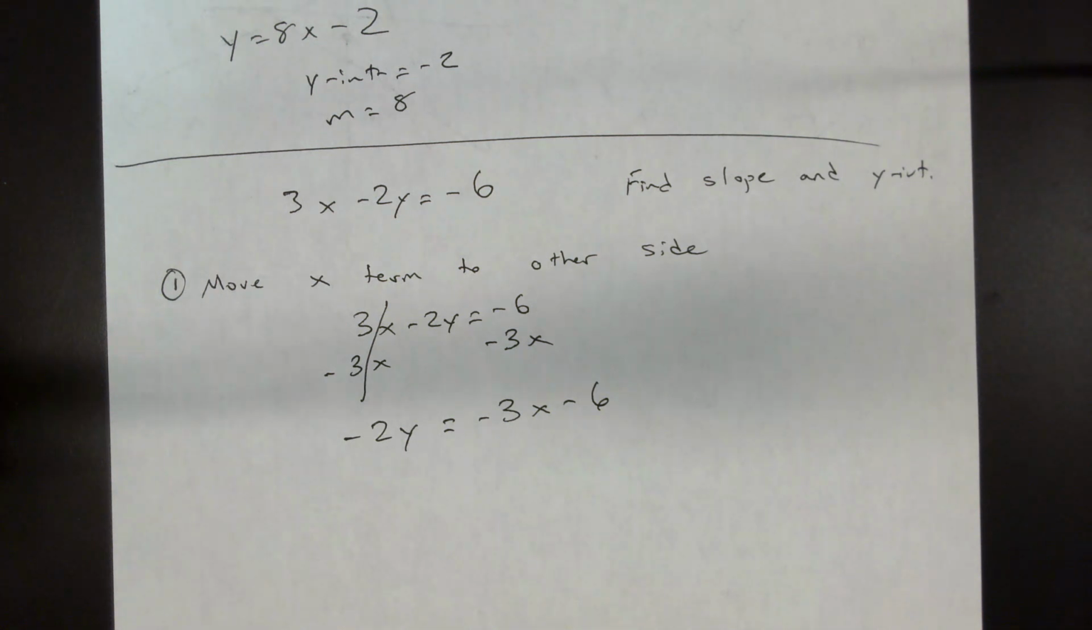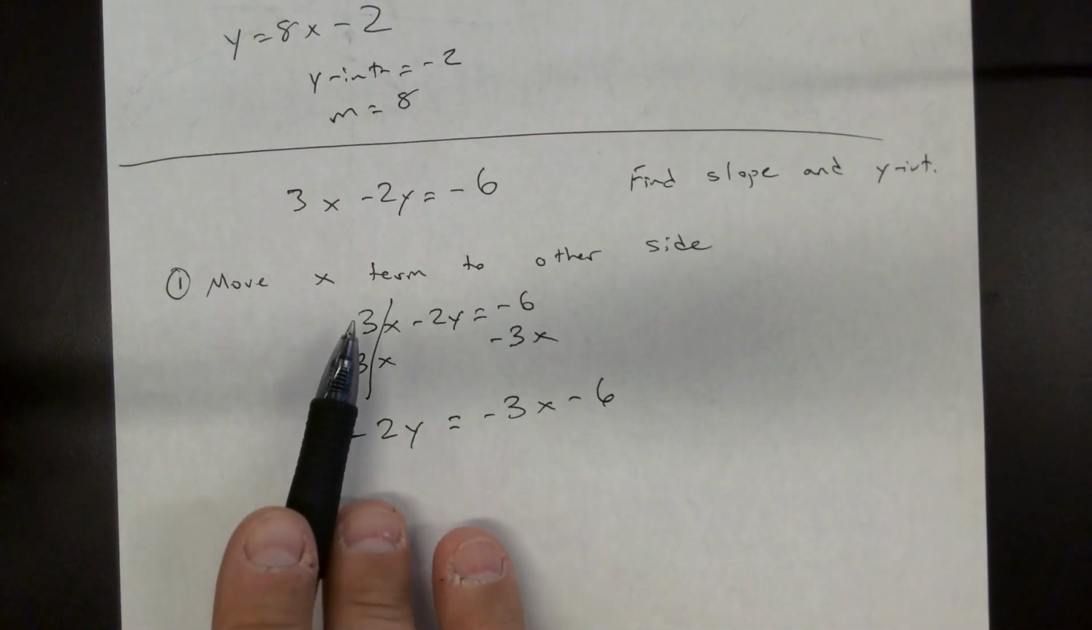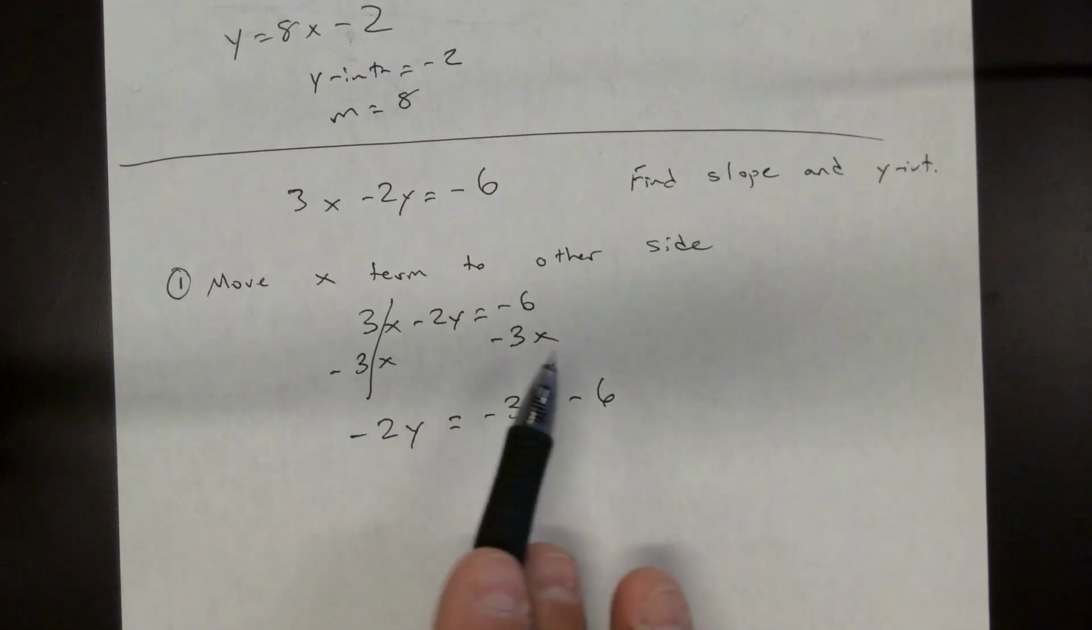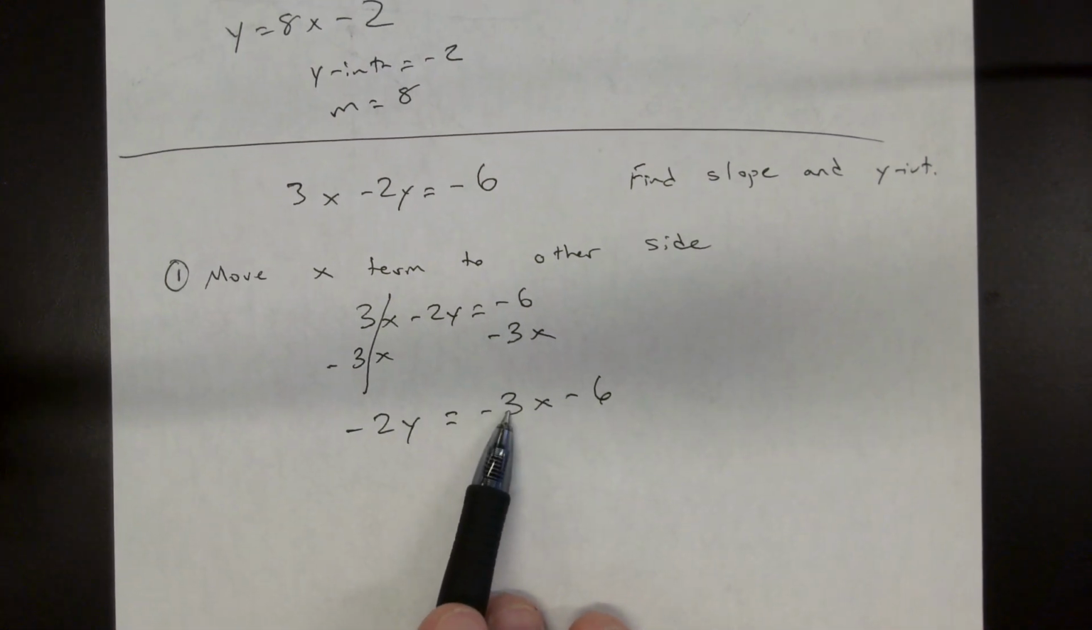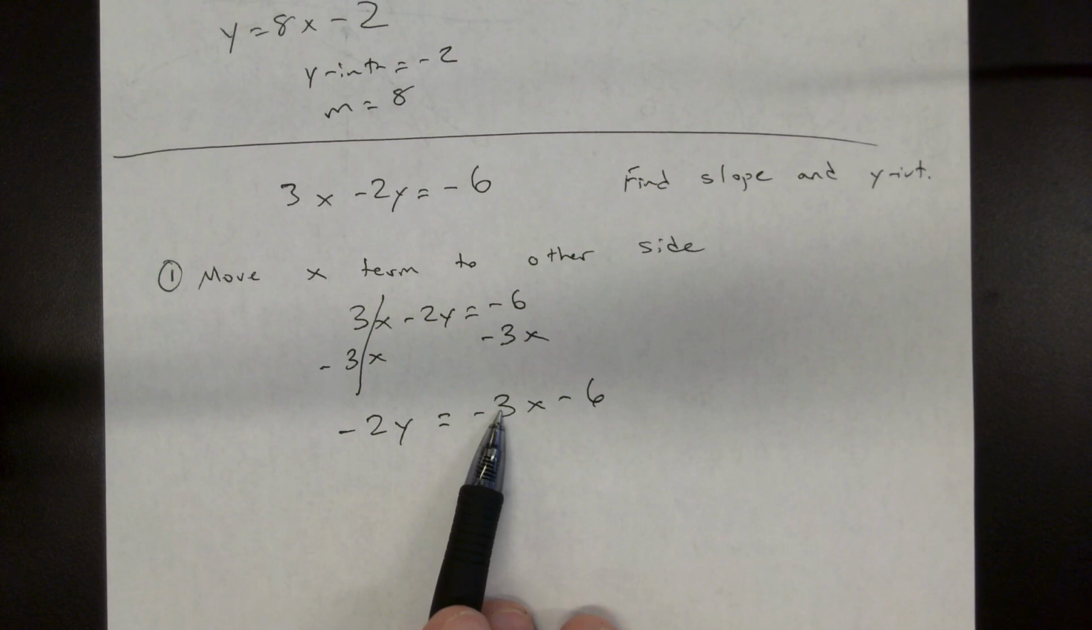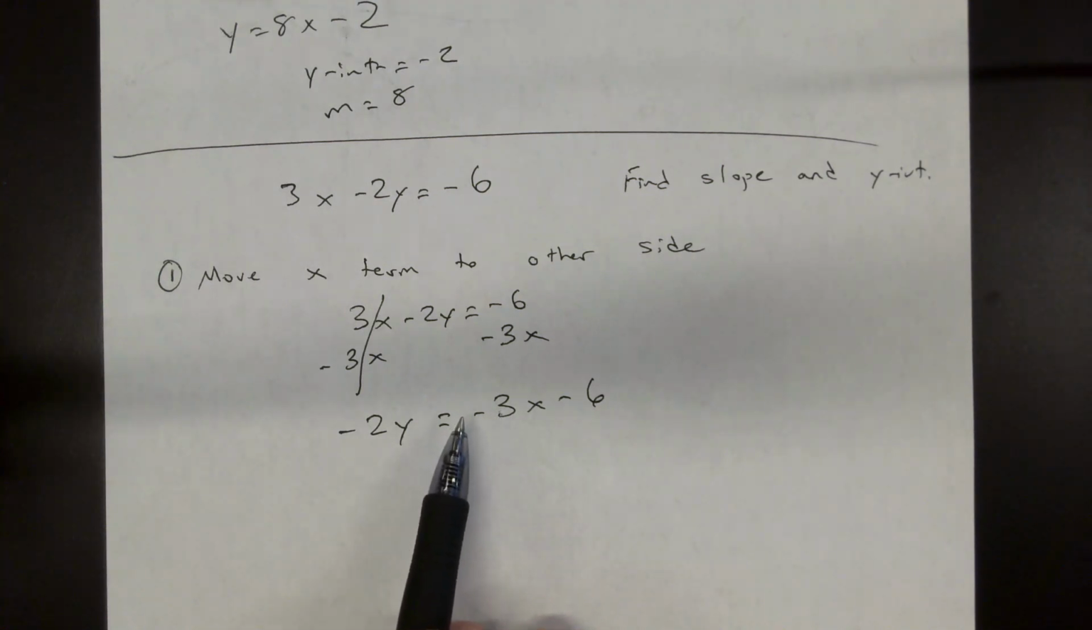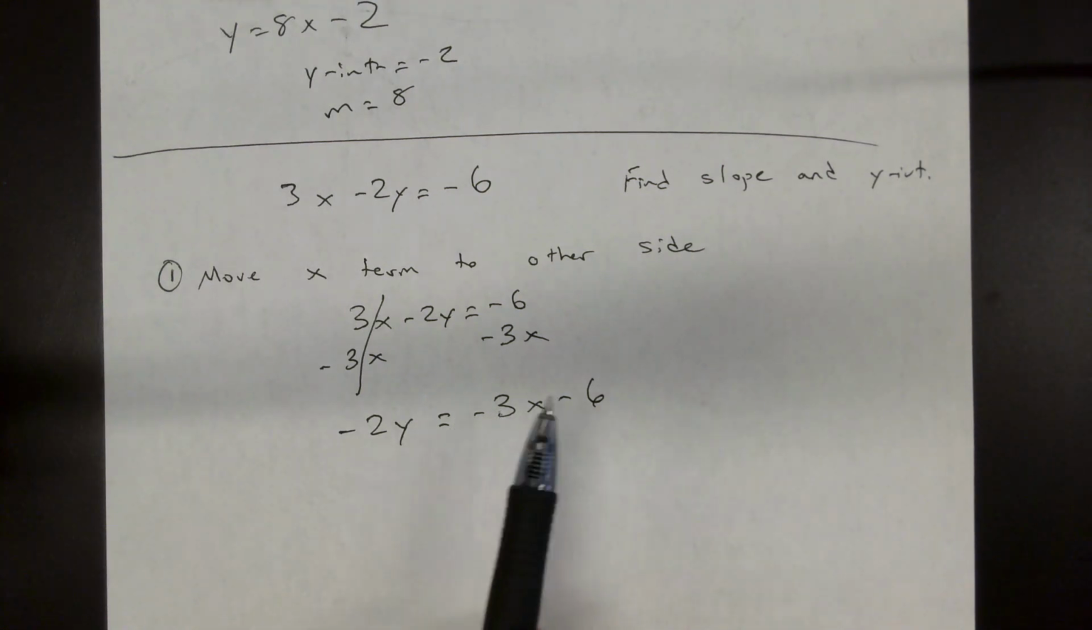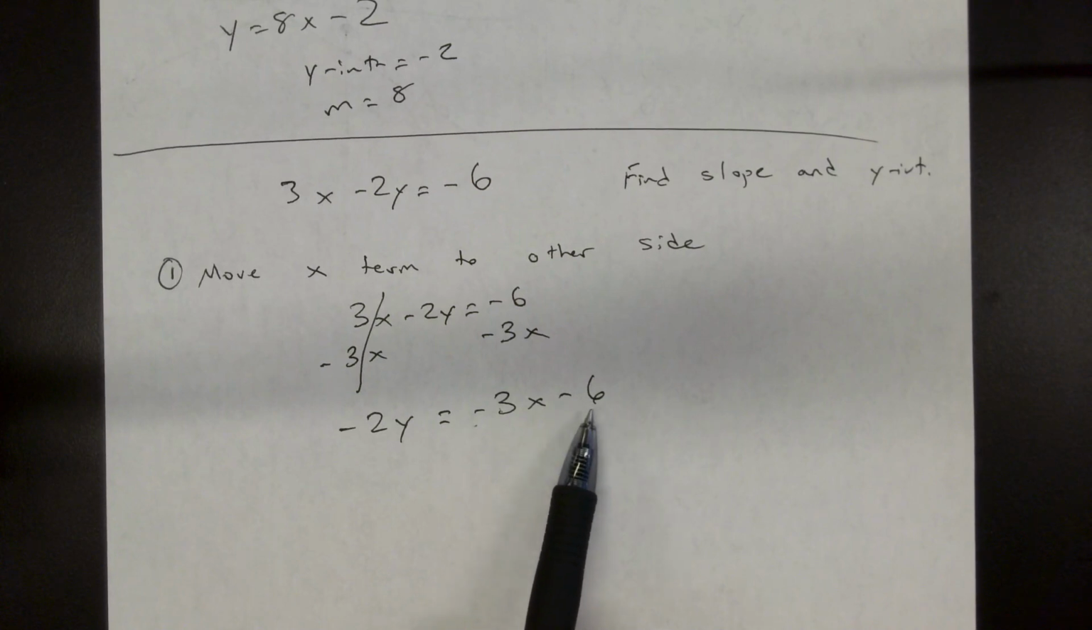When you're doing this, how important do you think signs are? Extremely important, because a positive slope and a negative slope change the entire direction of the line. So make sure when we subtract 3x over, because 3x is positive so we subtract it, that when it's over here, it's negative. Now, who could tell me why I would put the negative 3x in front of the negative 6?